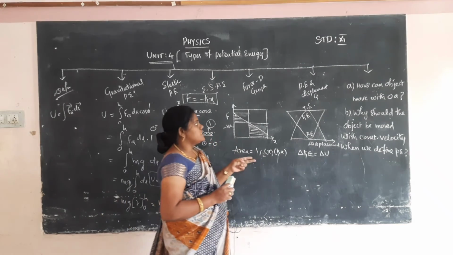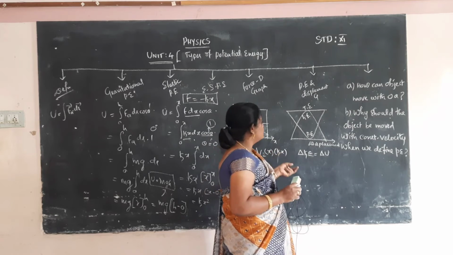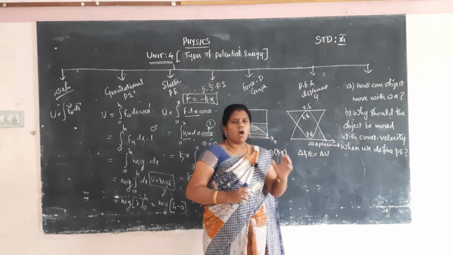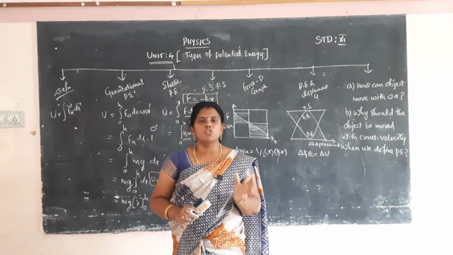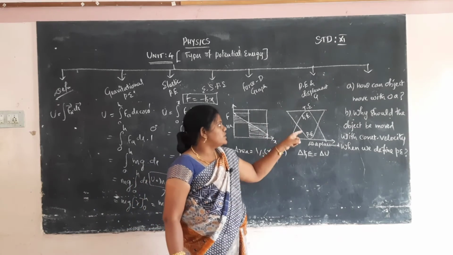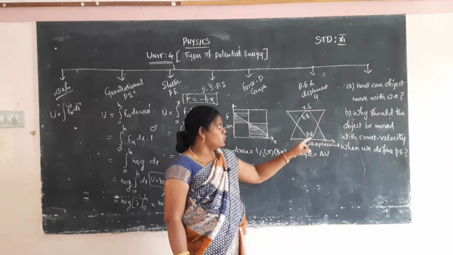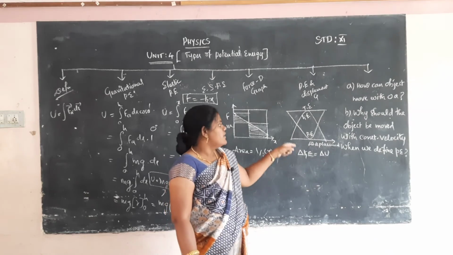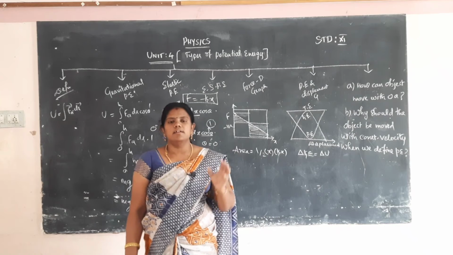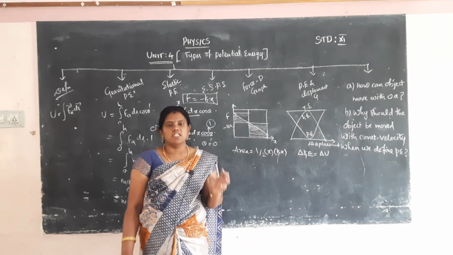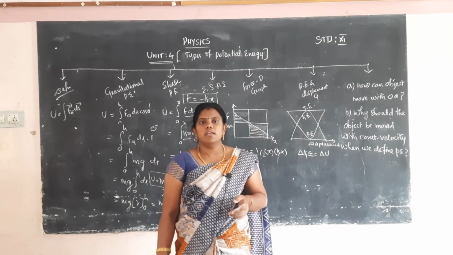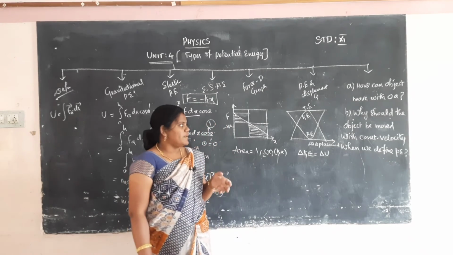Okay. And the second question is: why should the object be moved with constant velocity when we define potential energy? Often we take constant velocity to explain potential energy. So that is the question. Why? So I will explain.